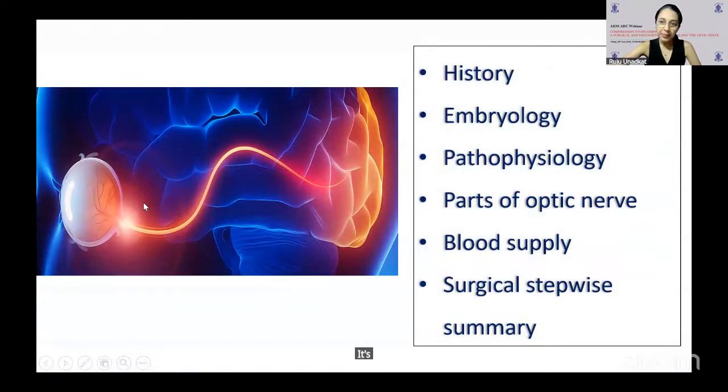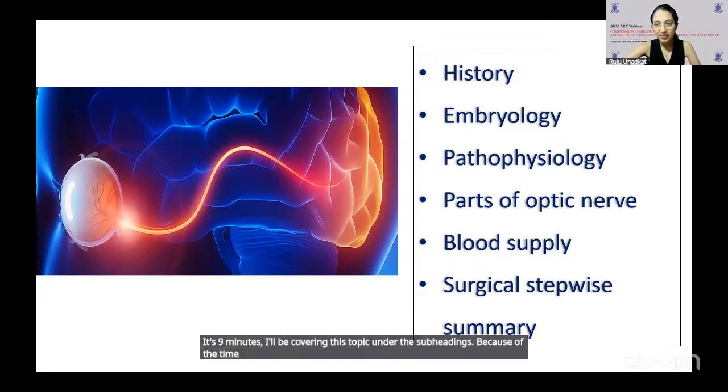For the next 9 minutes, I'll be covering this topic under the subheadings. Because of the time constraint, my focus will be primarily on oculoplasty related optic nerve anatomy, with just a brief touch on aspects related to glaucoma and neuro-ophthalmology.